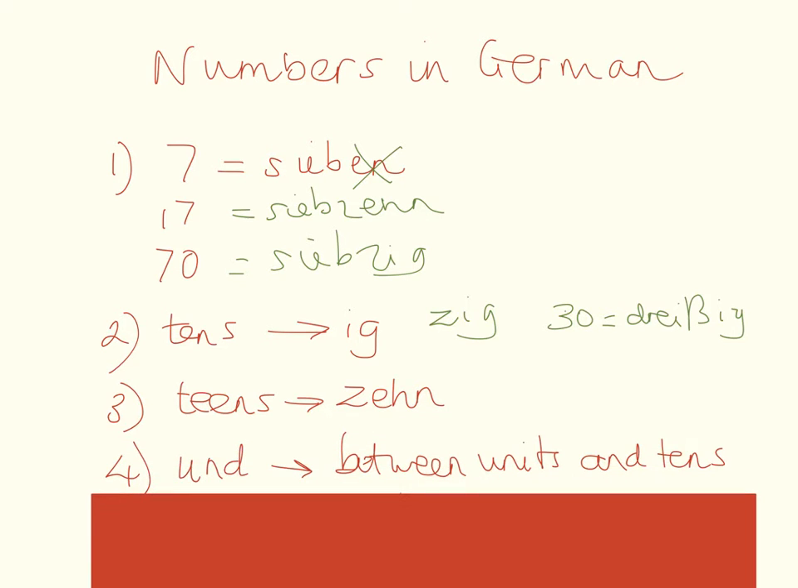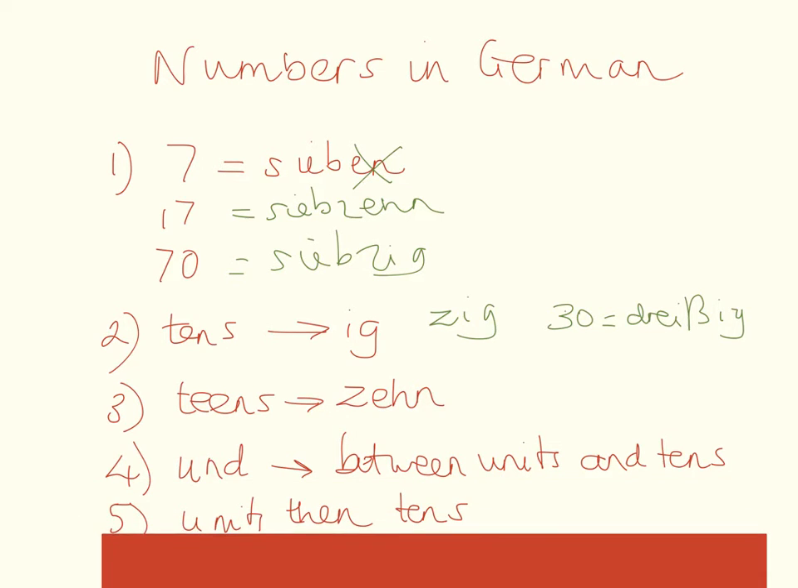Fourthly, und. Now in English, we do say 332. However, in German, the only time they use und is between the units and the tens. Okay? I have put units before tens because, of course, in German, when you're doing numbers above 20, like 21, in English we say the tens, 20, then the unit 1, but in German you have to say 1 and 20 because you have to insert that and. So it's einundzwanzig.